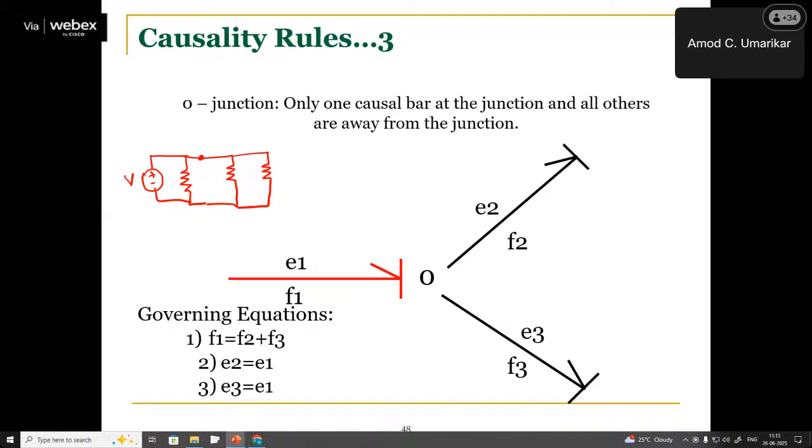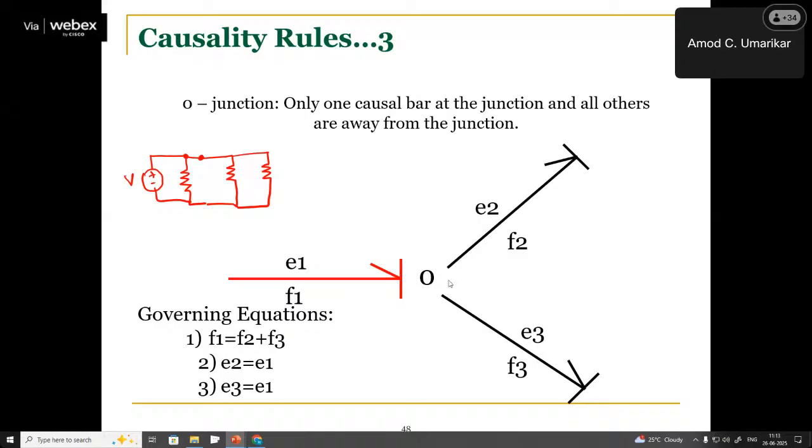Correct? So if it is a voltage source, by effort and flow, we have decided voltage is what? Effort source. Yes or no? Yes, sir. Voltage is effort source. So that's why we have put this causal bar at the zero junction.